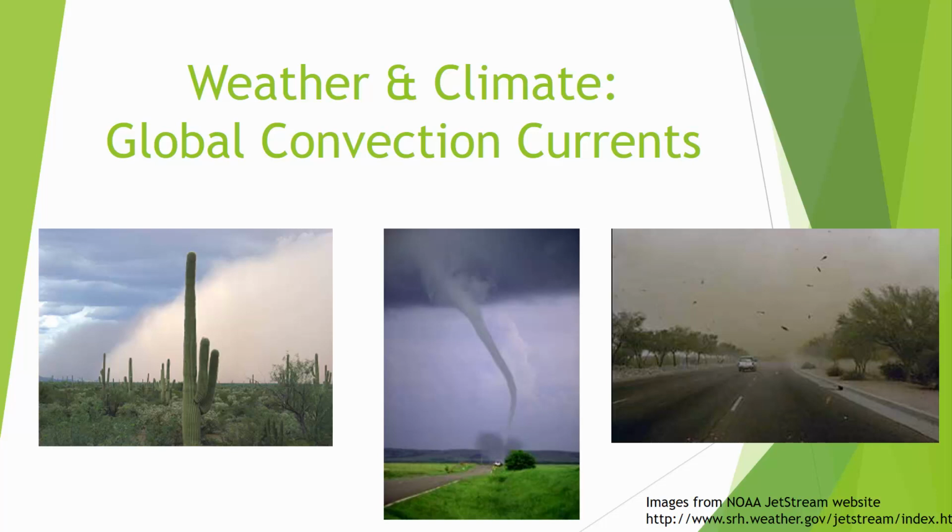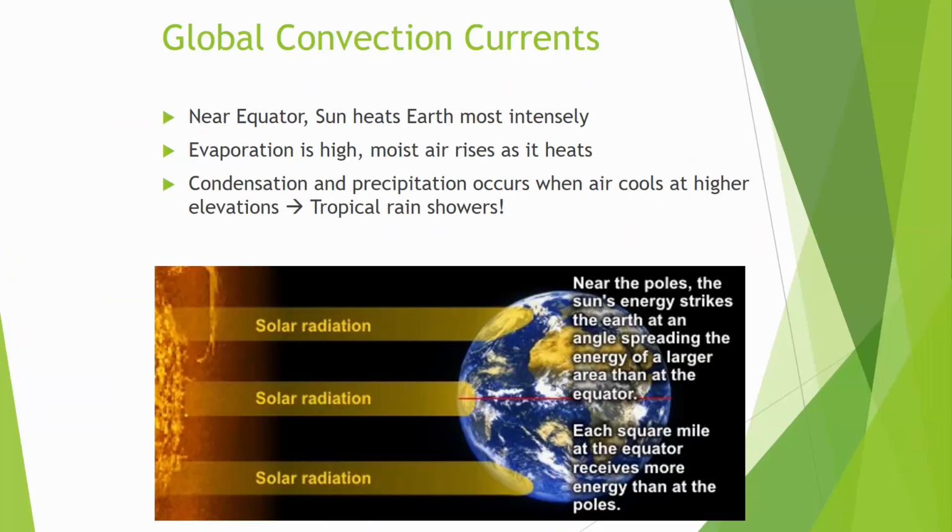In order to really understand weather, we need to talk about global convection currents and how they impact weather patterns and climates in different parts of Earth. So just to go back to the very basics, if we're looking at a map of Earth, near the equator, the sun heats Earth most intensely. So in this area, you're getting the most solar radiation per square foot compared to any other spot on Earth.